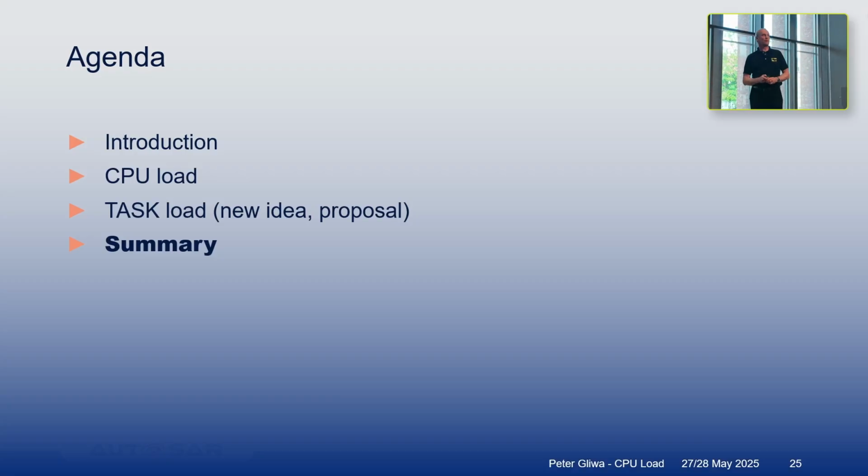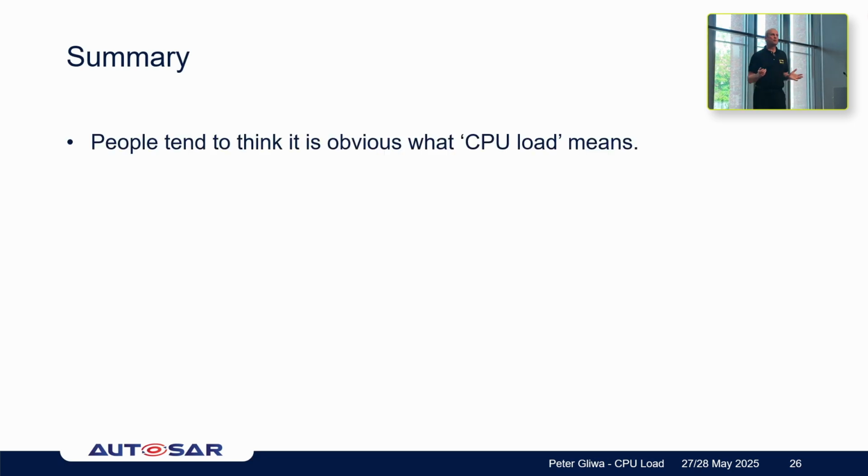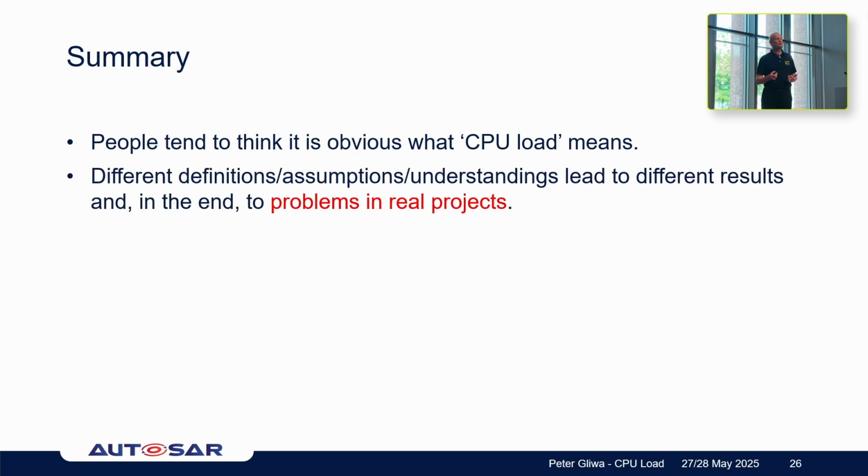Okay, so let's come to the summary. People tend to think it is very obvious what CPU load means. I hope I could show you a little bit that it's slightly more complicated than that, and that the different definitions and the different understandings lead to real problems in real projects. As I mentioned yesterday in the 1-minute pitch, we do a lot of firefighting task forces, and very often we join task forces where they say the load is not too bad, but then it's horribly overloaded, right?